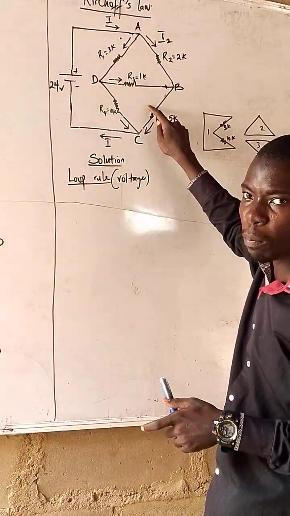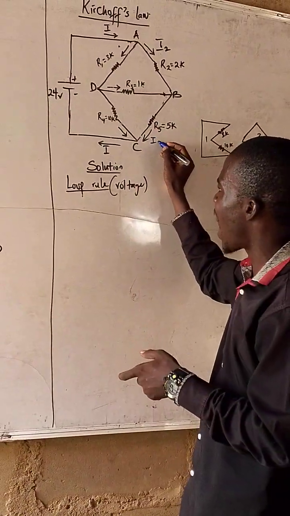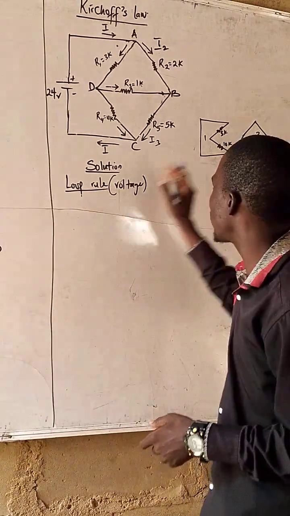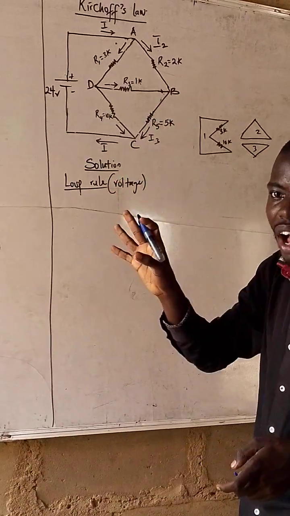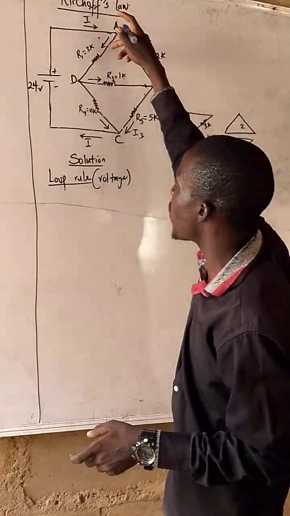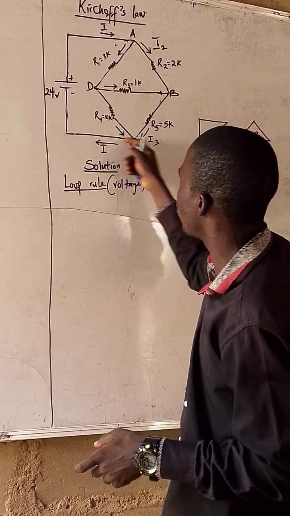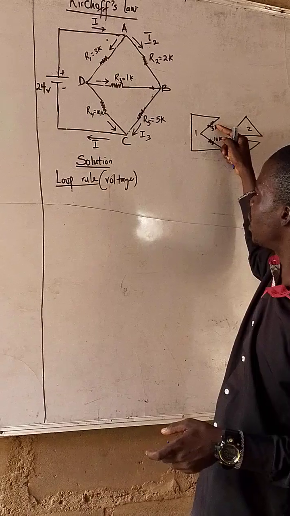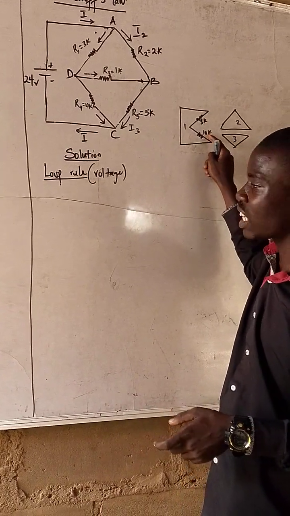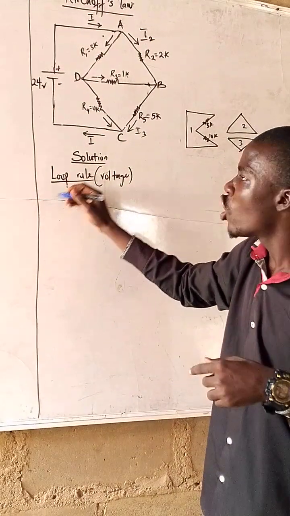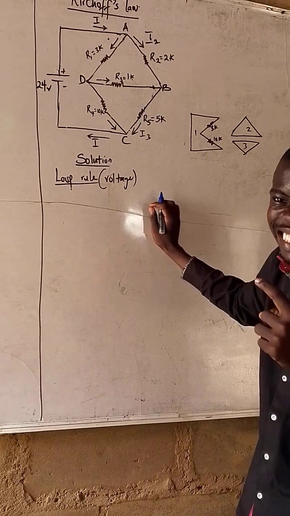So this is the only place I can place it. So let me call it what? I3. Now you add all the voltage, all the resistors we have in the first loop. The first loop, what are the resistors we have? This is first loop, like this. This is what I am doing. So we have 3K and we have 10K. 3K plus 10K, that's what? 13. This 13 is just the resistance.